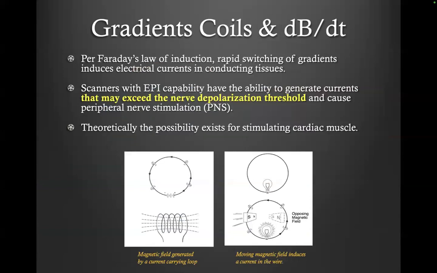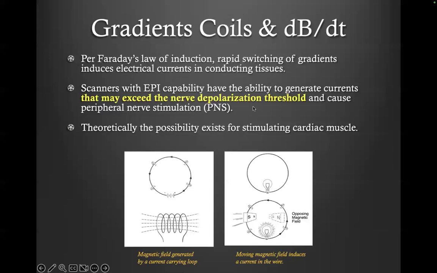And per Faraday's law of induction, rapid switching of gradients induces electrical currents in conducting tissues. That's why a changing magnetic field will generate currents, and a moving magnetic field will induce current. And scanners with EPI capability, well, EPI are those scans if you do any of the resting state functional MRIs or DTIs. These are all echoplanar imaging.